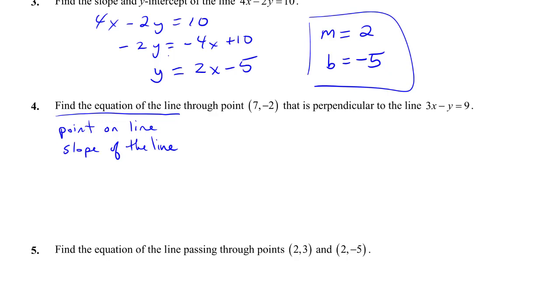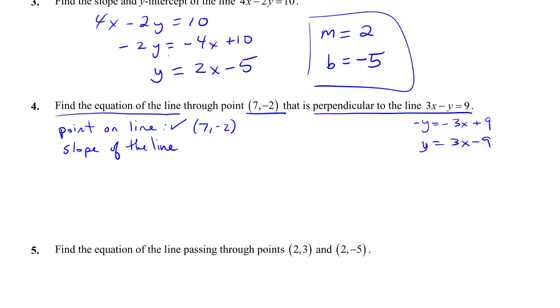So do I have it in this case? Well, I know I'm going through the point (7, -2), so yes, I know (7, -2) is a point on the line. Do I have the slope of the line? No, but I'm told that the line I want is perpendicular to this other line. So let me get the slope of this line. So -y is -3x + 9. Divide through by -1. y = 3x - 9.